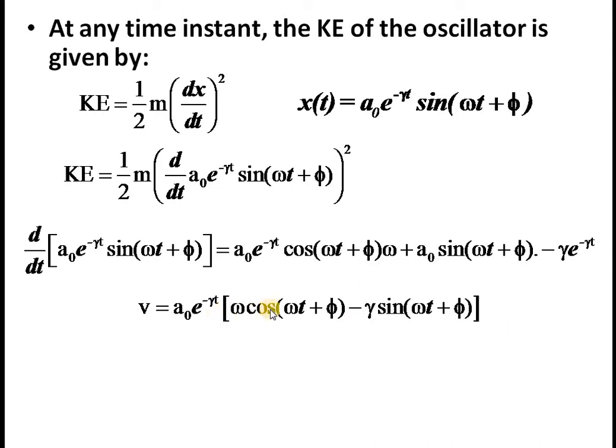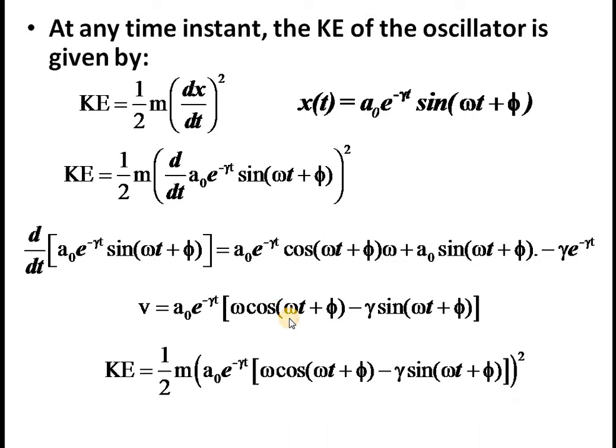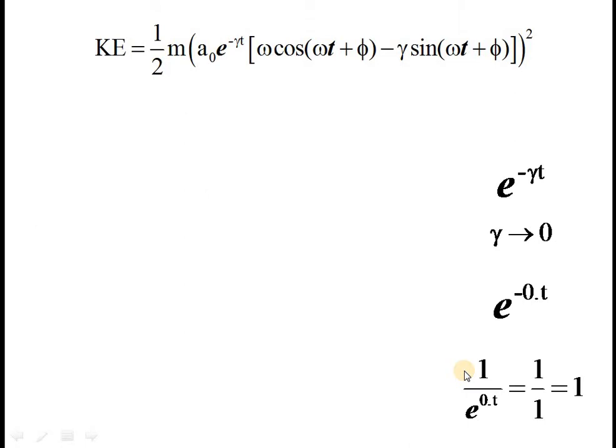We have to find the kinetic energy. So velocity we calculated, and kinetic energy can be found, that is equal to half m v square. And here one thing we can see, we are discussing a case where damping is small, that means gamma is small. If gamma is very high, we know oscillation does not take place. Understand?